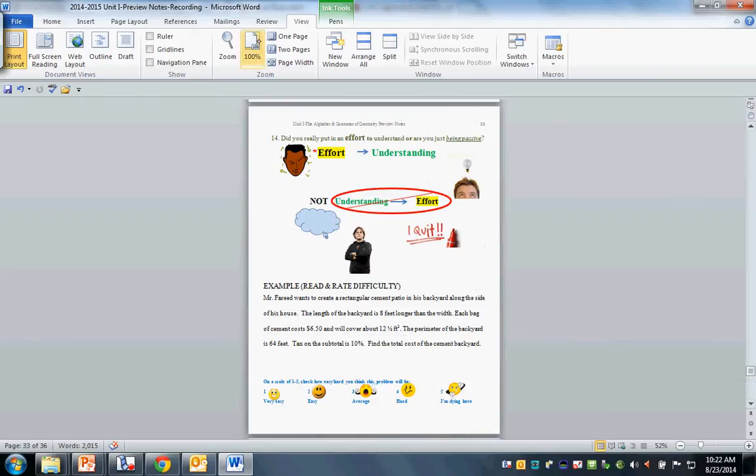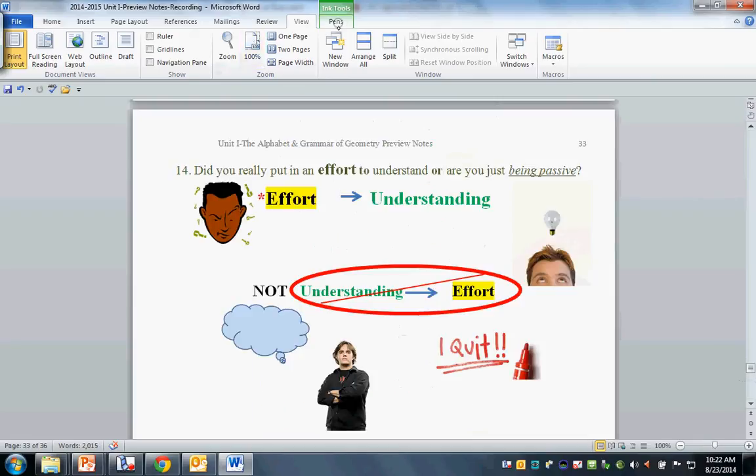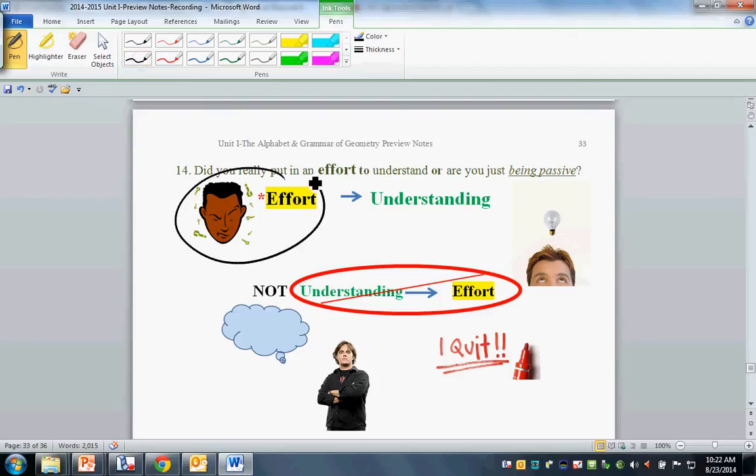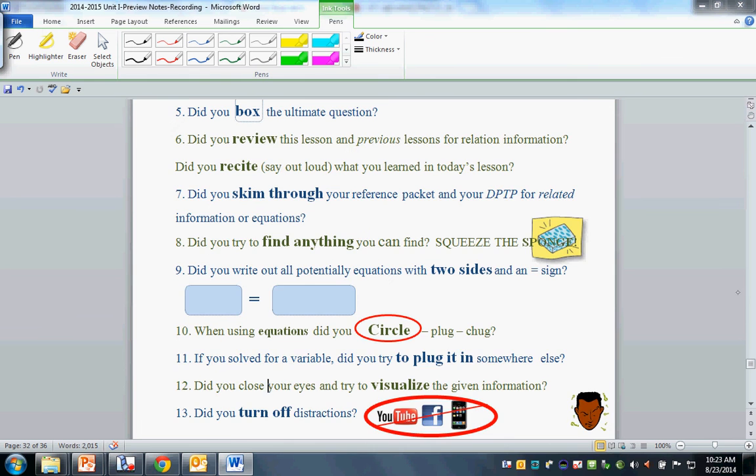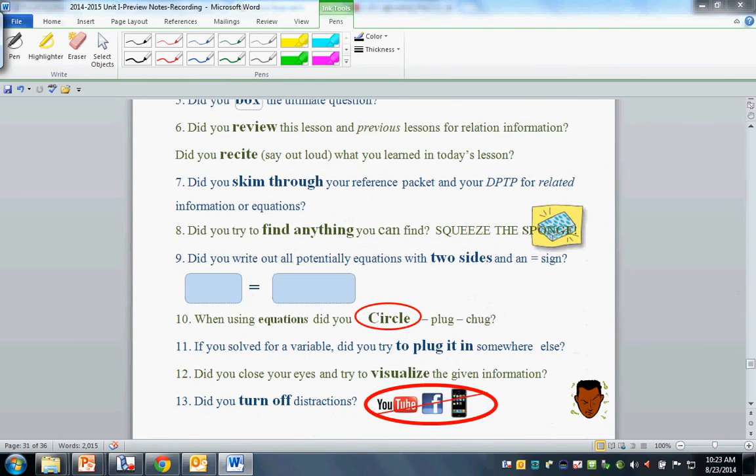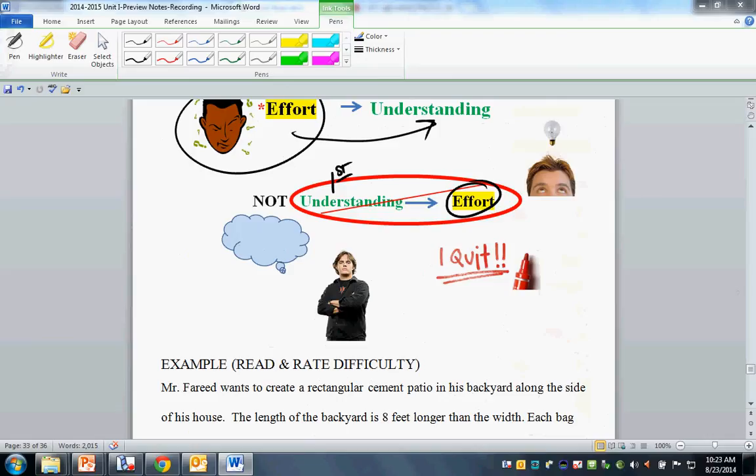Basically, what you need to understand is this. Effort is what leads to understanding. It's not the other way around, students. You don't understand something first and then put forth effort. Really critical you get that. You've got to learn to put forth effort, to put forth sweat, even when you don't understand something. And if you're like, I don't even know where to start, that's what this page is for. Learn to use this page as much as you can. Learn to put forth effort even when you don't know what you're doing.